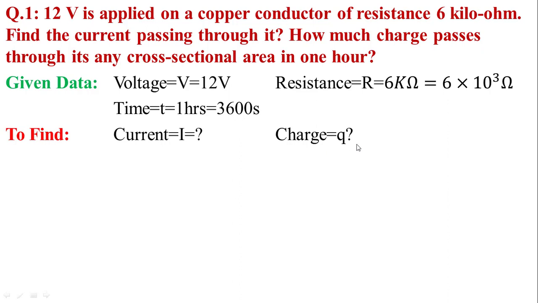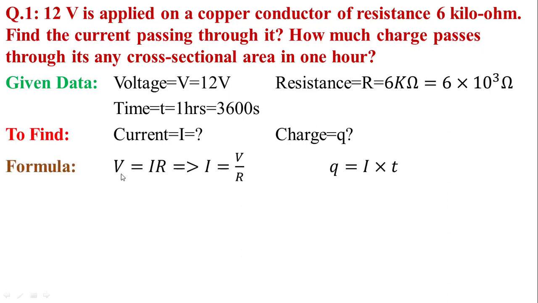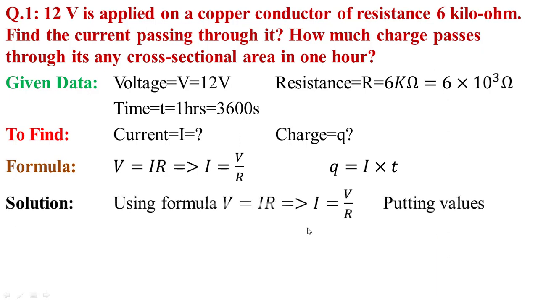Now we use the formula according to Ohm's law, V is equal to IR. We can find I, so this implies that I is equal to V upon R, and we can also find the charge Q. Here Q is equal to IT. Now we will move to the solution.